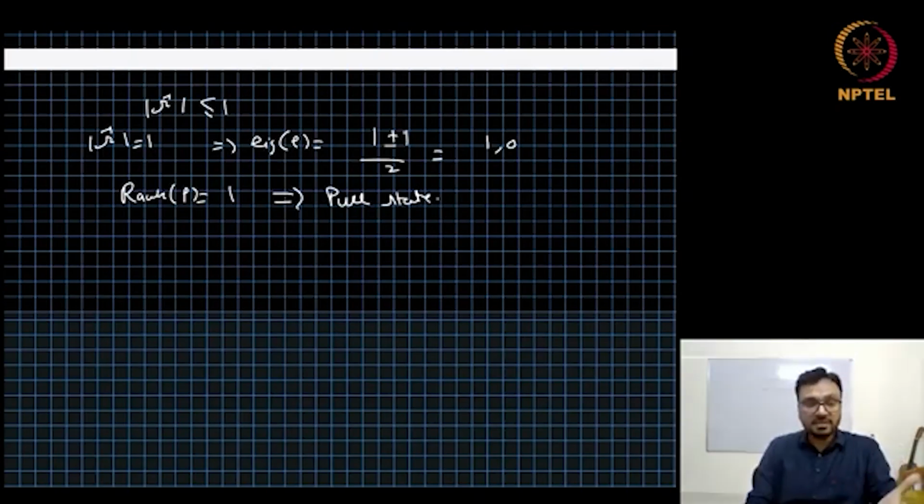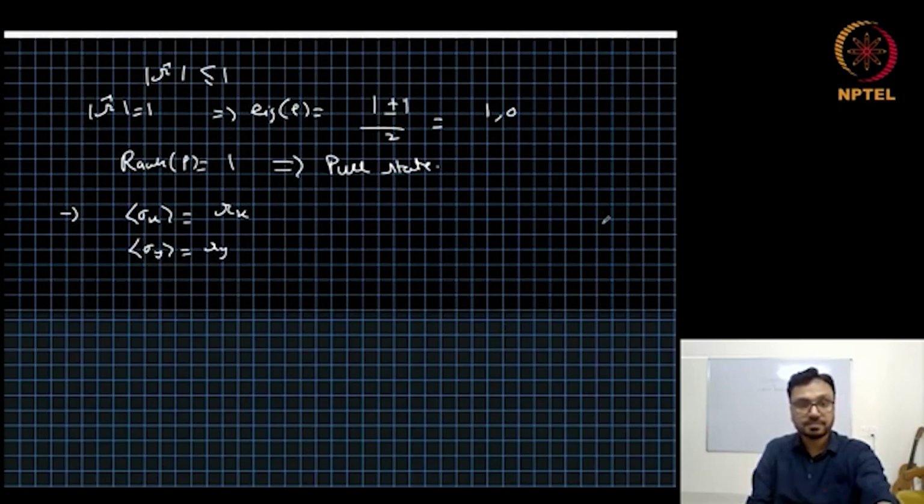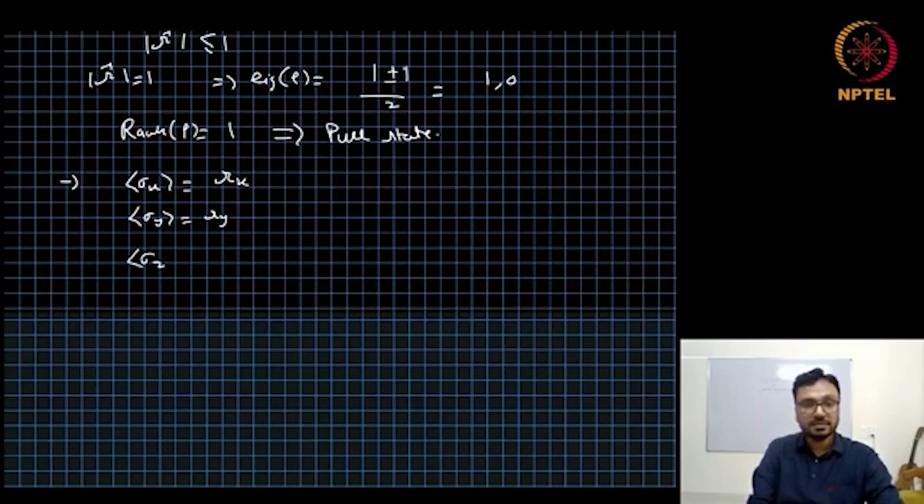So till now we have seen mathematically what R looks like and how the density matrix can be represented, and how the density matrix rho is the more generalized form of representing a quantum state. But what is the physical significance of R, the Rx, Ry, Rz? It turns out that the expectation value of sigma x is Rx, of sigma y is Ry, and of sigma z is Rz.